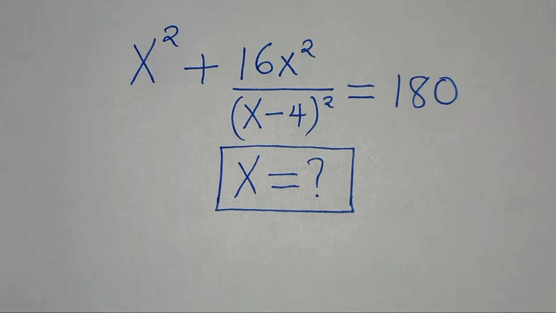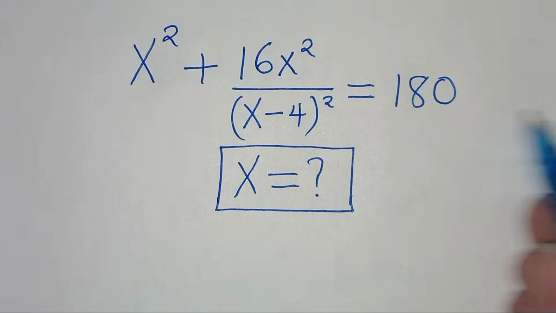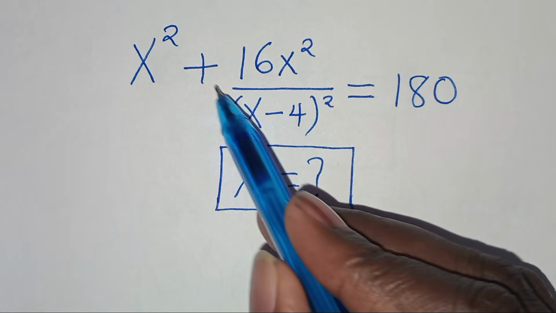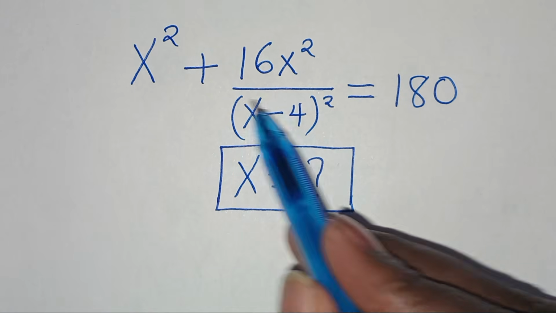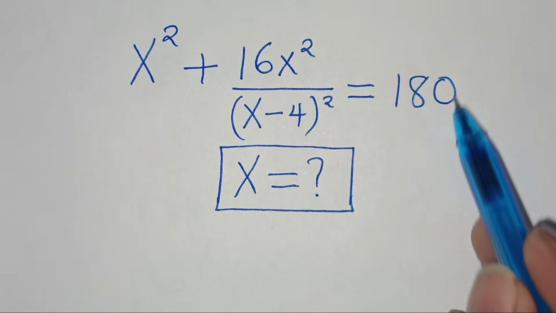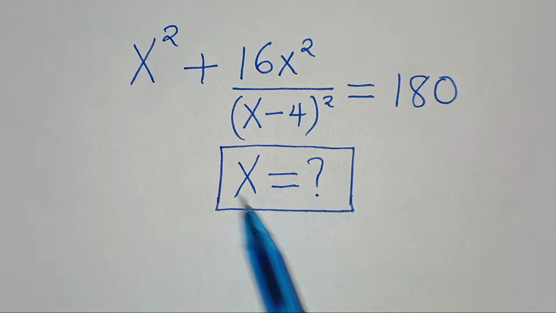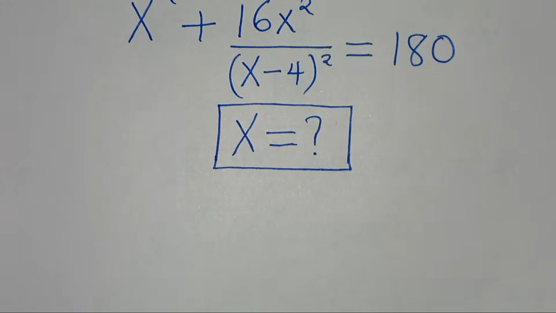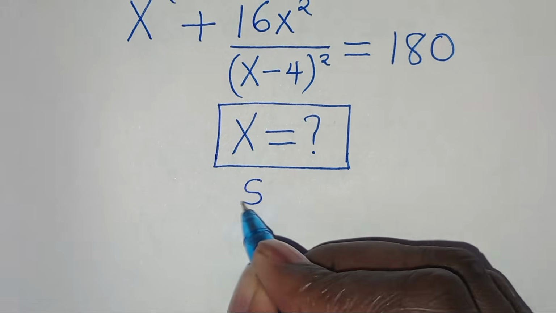Hello everyone, you're welcome to solve this nice algebra problem: x squared plus 16x squared divided by (x minus 4) to the power of 2 is equal to 180. So what are the values of x? Let's provide a solution from here.